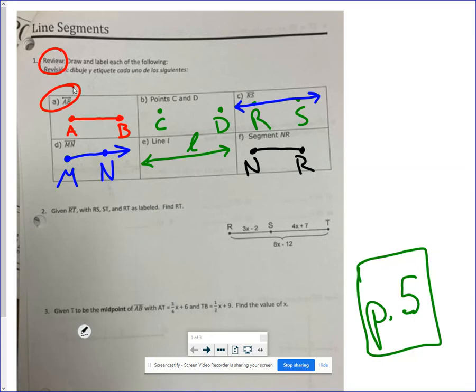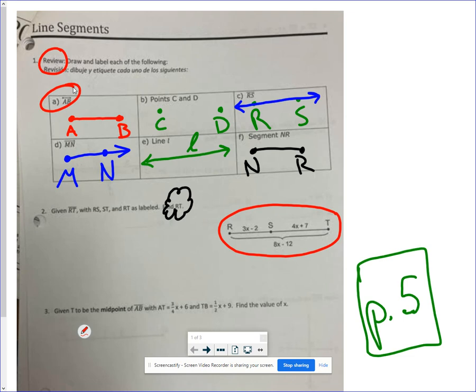What do we have next? We have given RT with RS, ST, and RT as labeled. They labeled it for us. Find RT. So we need to find this right here. Anytime they tell us to find something, I put a cloud because I'm going to imagine in my dreams I'm going to find it. So we're going to find RT. In that case, we're looking for the entire line segment, the whole thing.